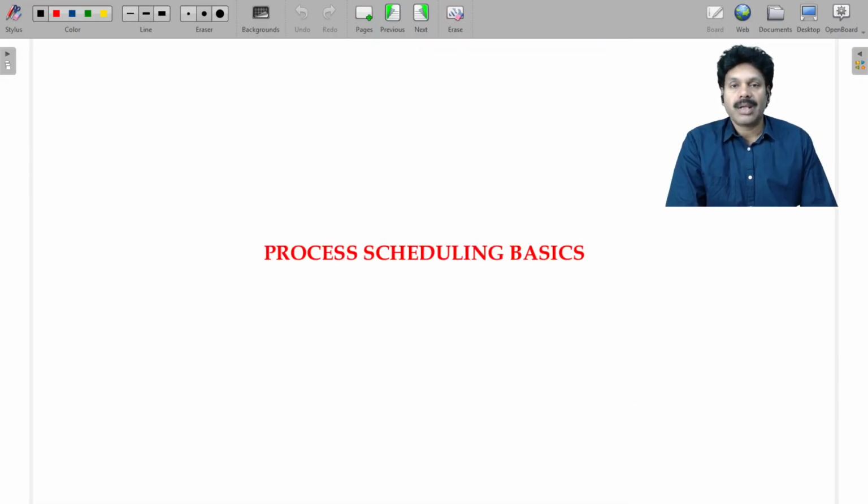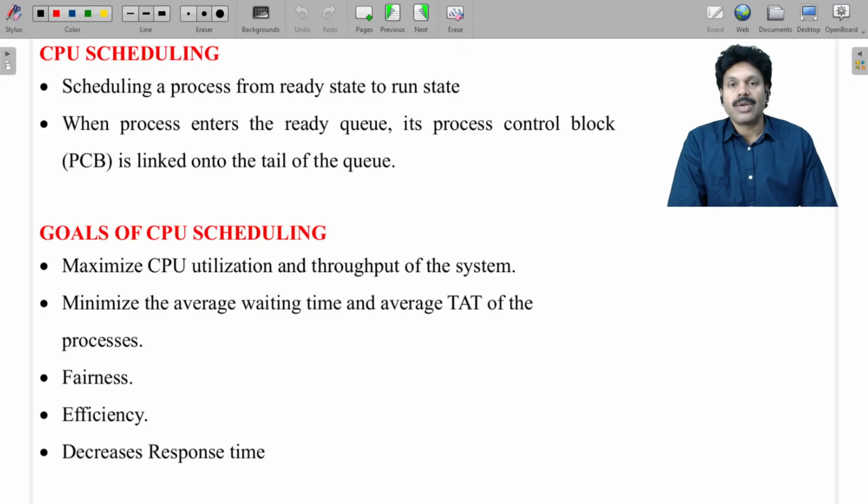In this session, I would like to discuss process scheduling basics. So what is a process? Program under execution. Whenever a process is created, its process control block is also created. The main concept of CPU scheduling is the selection of a process from the ready queue and sending it to a run state. So why is there a necessity of CPU scheduling?